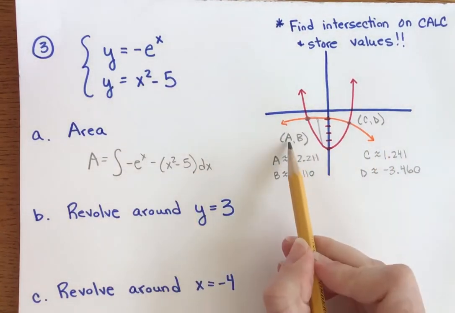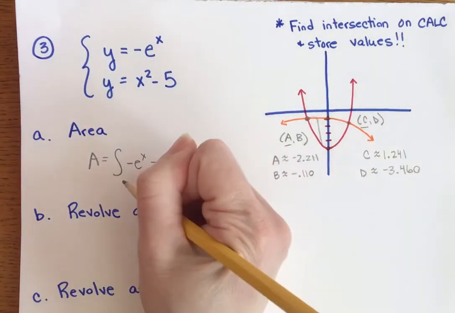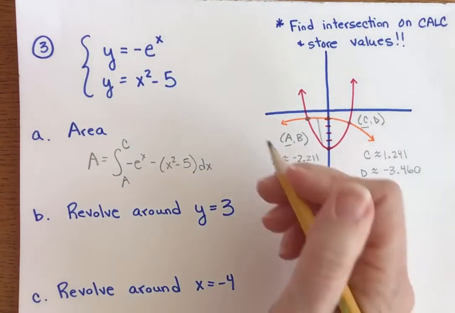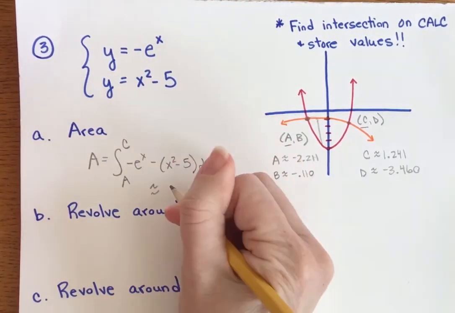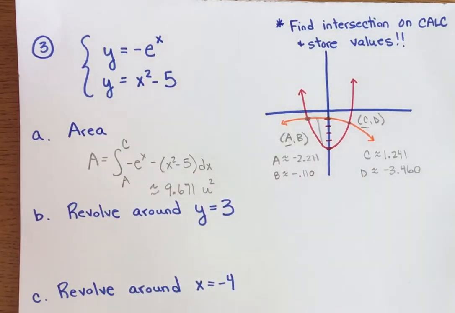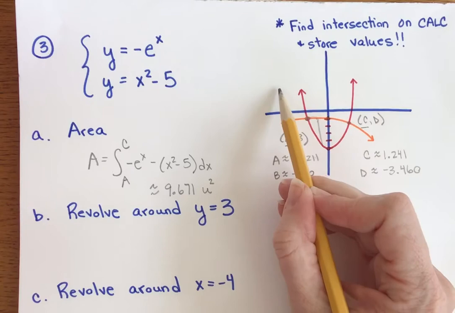X is in my formula, which means I need X values on my integral. So again, as long as you've stored them, you can actually type in A and C on your calculator, get the right answer, round to 3 decimals, and we get 9.671 units squared. Cool.